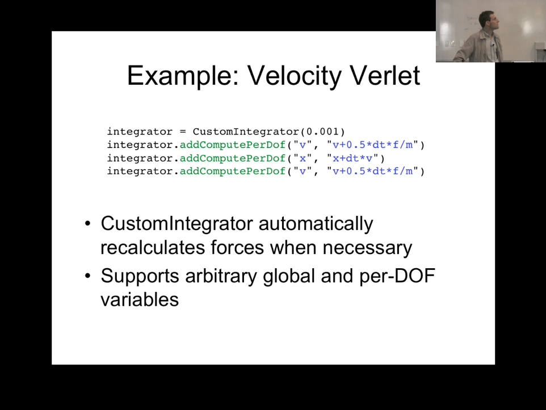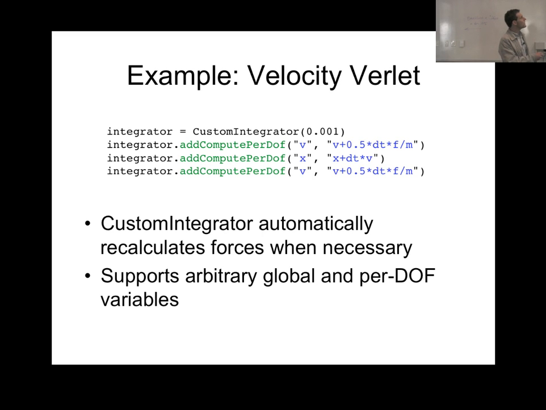And the way we do it is by calling add compute per DOF. So this is saying we're going to do a computation. This computation is defined by a particular mathematical expression, and that expression should be evaluated once for every degree of freedom. So every x, y, or z coordinate of an atom. And it's going to consist of 3 steps. So first step, we are going to be computing a new value for the velocity of this particular degree of freedom. And this is the expression to evaluate.